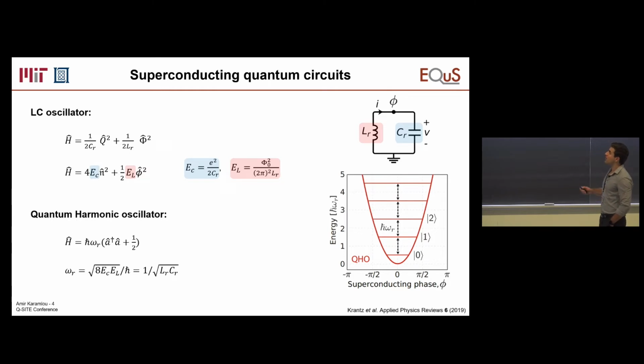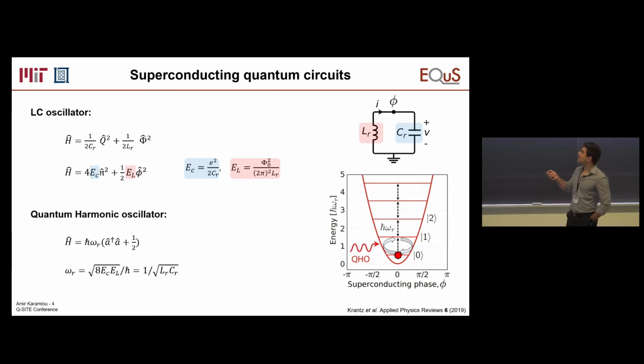So if I were to draw the energy diagram for this system, it looks something like this. There's going to be a quadratic potential, which should make sense based on the fact that I have terms like phi squared here. And then there are energy levels that are all equally spaced. Now, maybe I can ask you guys this question: can I use this system as a qubit?